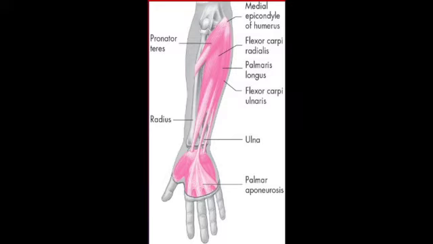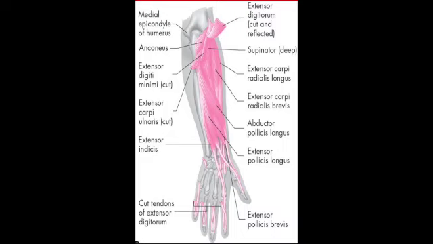In addition to the ligamentous, there is the musculotendinous. The muscles of the forearm into the wrist consist of the flexor carpi radialis, the palmaris longus, flexor carpi ulnaris, pronator teres, the anconeus, the extensor digiti minimi, extensor carpi ulnaris, the extensor indicis, the extensor carpi radialis longus and brevis, the abductor pollicis longus, the extensor pollicis longus and brevis, and the extensor digitorum.